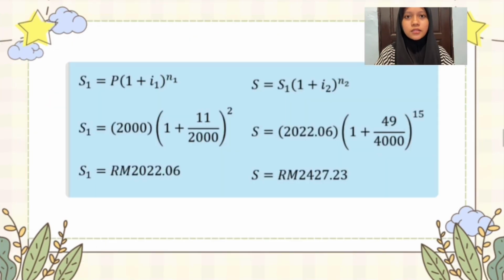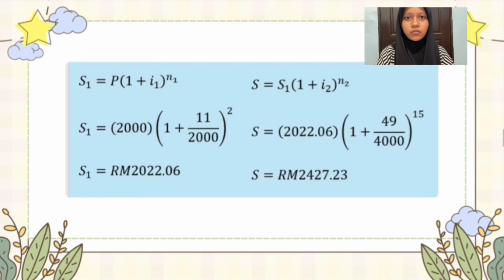For the calculation, we need to find S1 first, which means we need to use the formula S1 equals P open bracket 1 plus I1 close bracket to the power of N1. Next, S1 equals 2000 open bracket 1 plus 11 over 2000 close bracket to the power of 2. Next, S1 equals 2,022 ringgit and 6 cents.